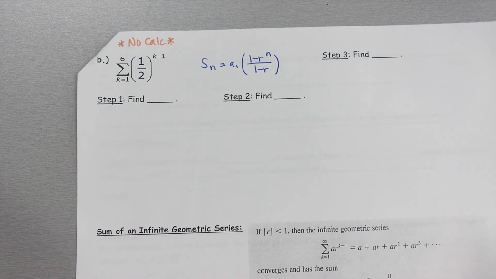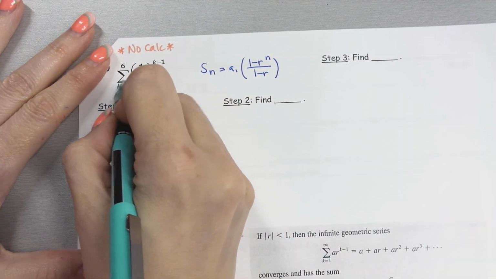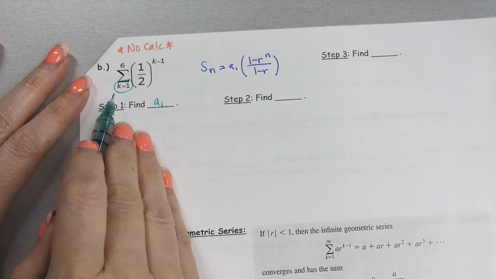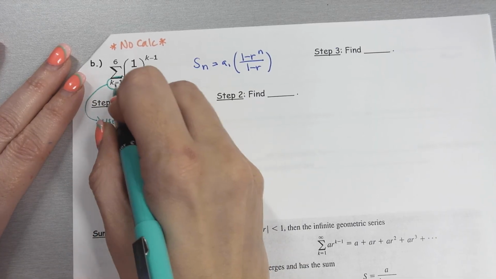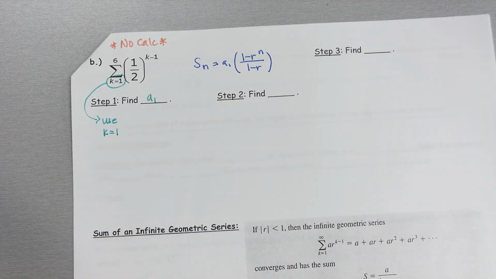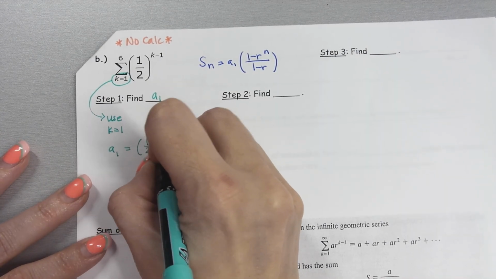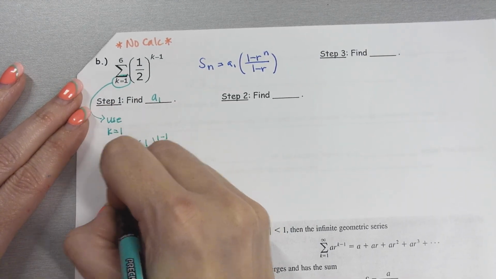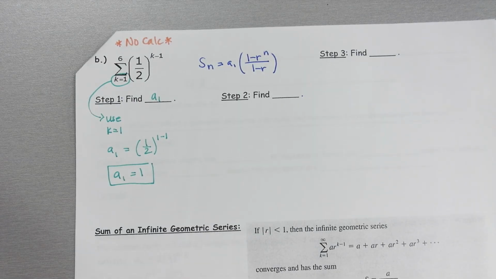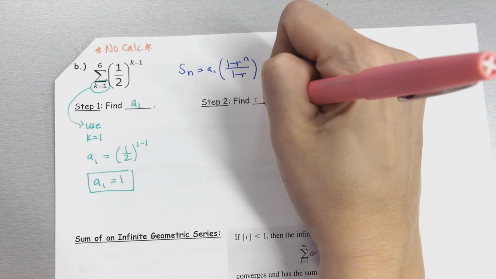Okay, so we can find a sub 1 by plugging in whatever value is on the bottom here. I'm going to say denominator, but it's not a denominator. Whatever the starting value is, that's what you're going to use. So a sub 1 would be 1 half to the 1 minus 1. So to the 0 power, it's always going to be 1. Anything to the 0 power is 1. Okay, in our second step, we are going to find the value of r and n.